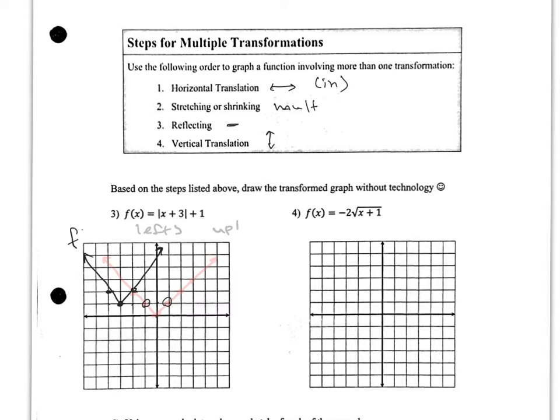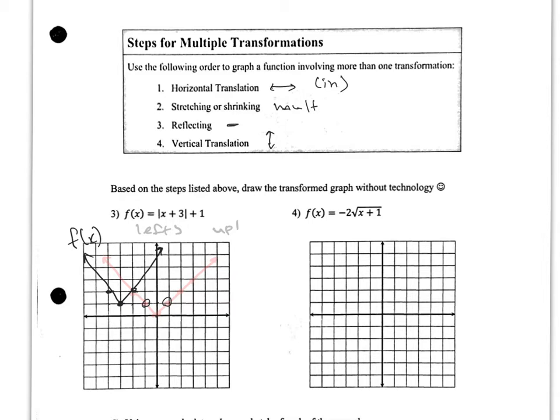Now you do not need to put the parent graph on your picture. I just did to show you how to physically do that if you'd like to do it that way. So it's a pretty easy way to do it. Make sure you follow the correct order though. That particular problem, the order would not have mattered. In number 4, the order is really going to matter.